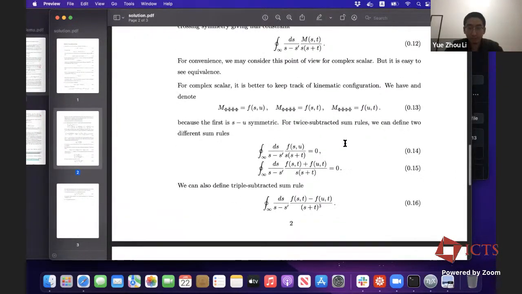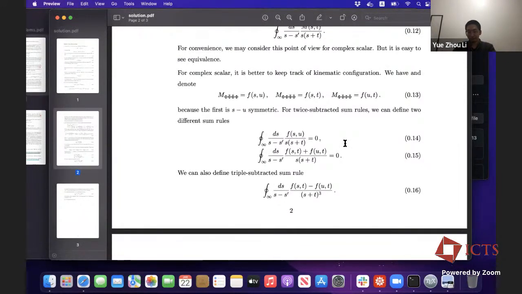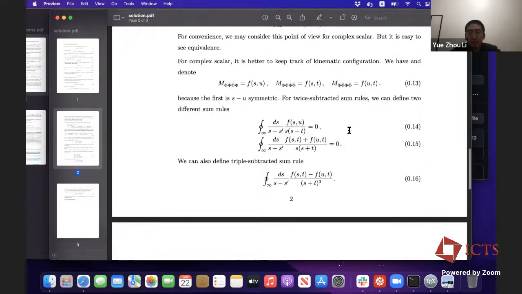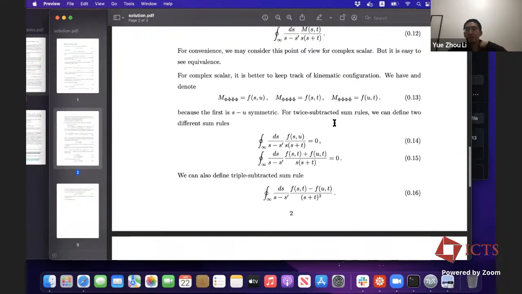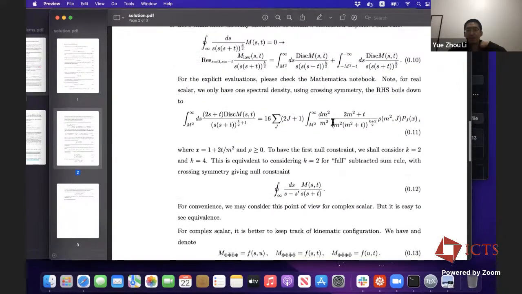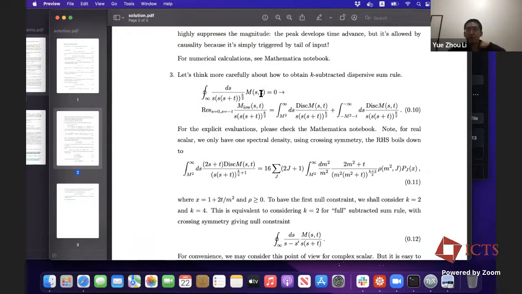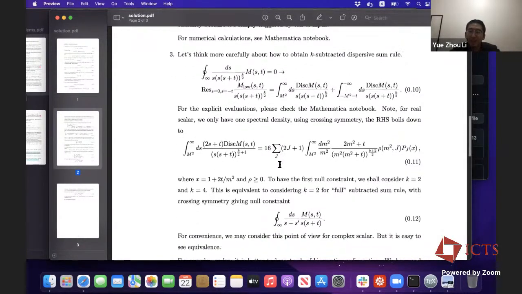So then we actually have three different sum rules. Now this is completely different. It's actually more complicated than the real scalar, because now we have three different sum rules. Look at these three different sum rules. Before we do this, it's pretty interesting to note one thing: for the real scalar, I used the spin two and spin four sum rules to derive the null constraint, but actually they are coming from the spin two fully subtracted sum rule.